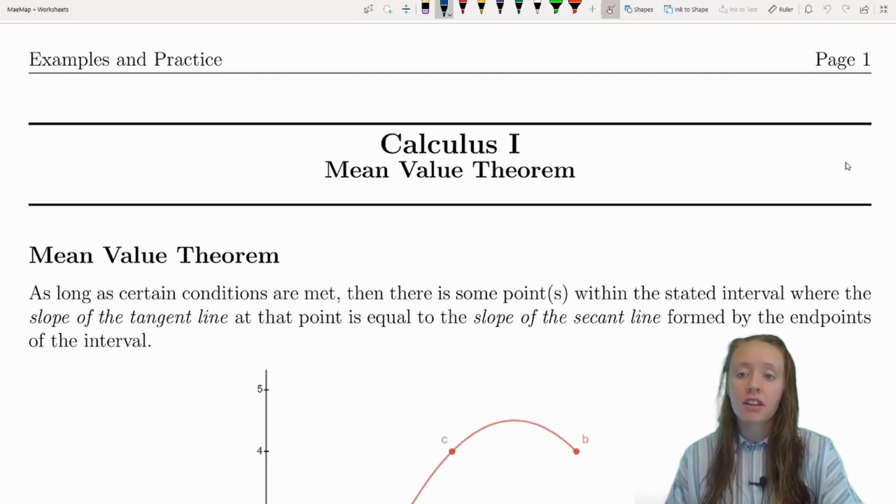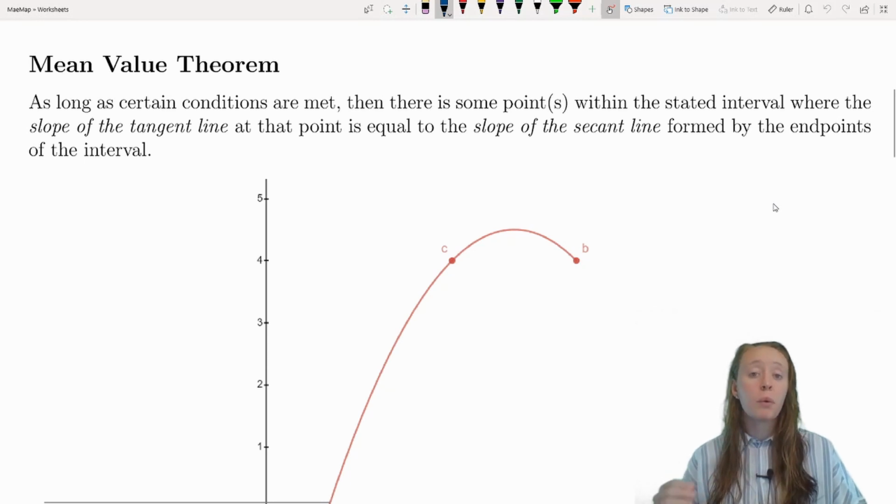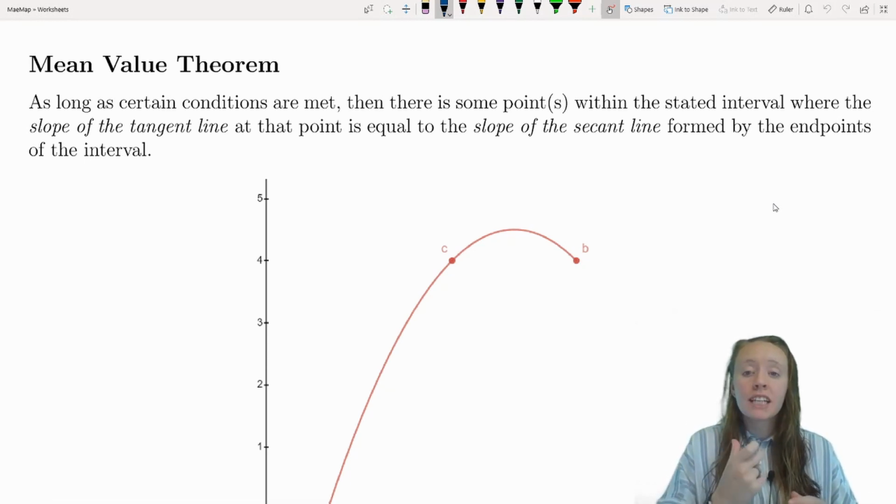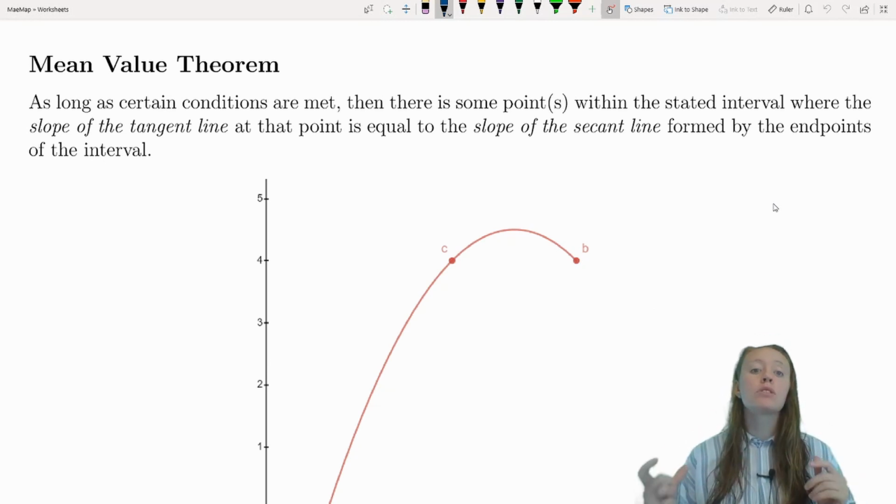For mean value theorem, as long as certain conditions are met, then there is some point or points within the stated interval where the slope of the tangent line at that point, so the derivative at that point, is equal to the slope of the secant line formed by the endpoints of the interval.